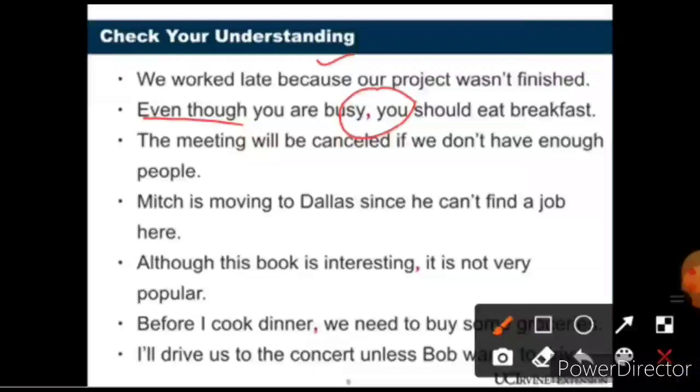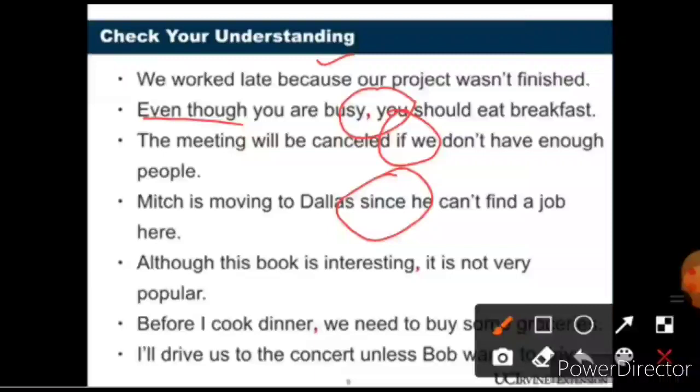Then the next sentence is: the meeting will be cancelled if we don't have enough people. So over here if is your connector, and you don't need a comma over here. Mitch is moving to Dallas since he can't find a job. Over here since is your connector, and you don't need a comma over here.